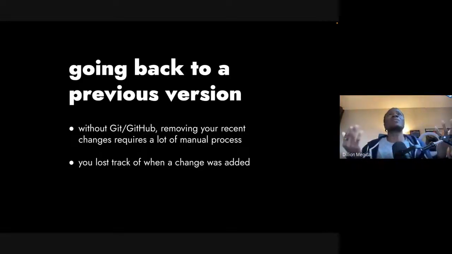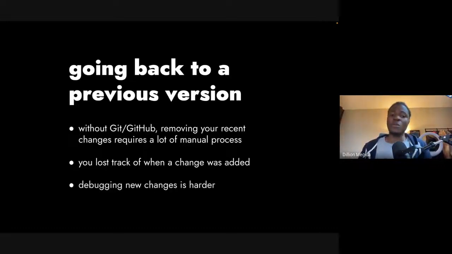Unless maybe I've worked on that project for a long period of time, and then I remember that it was when I had this problem that I changed this or changed that. It's pretty hard to actually know when changes were made. Especially in a company setting where things change regularly, knowing when a change is added is very important. And also, going back to a previous version, without Git or GitHub, it makes debugging new changes harder.